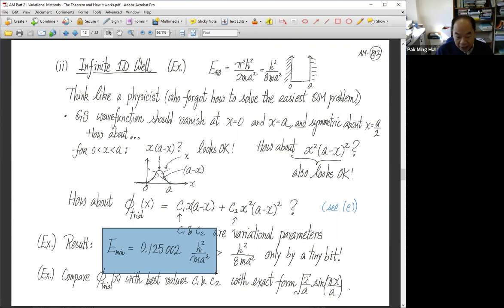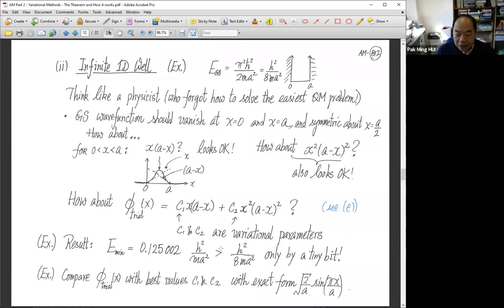Now, secondly, the theorem works. What you get must be greater than the actual one, okay? But this one is really good. Notice that it's not very laborious, okay? Not a lot of work, just a very simple calculation.